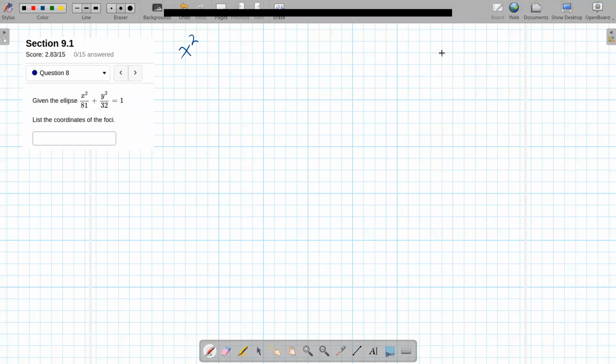So let's consider the general form for an ellipse, x squared over a squared plus y squared over b squared equals 1. And since there's no plus or minus h or k up here, that means this is centered at the origin. We're looking for the foci here, and the foci are always on the major axis.